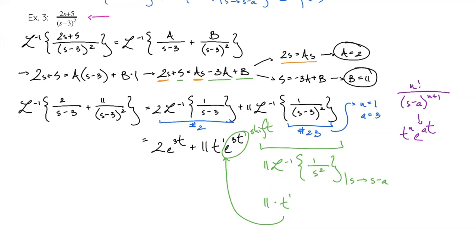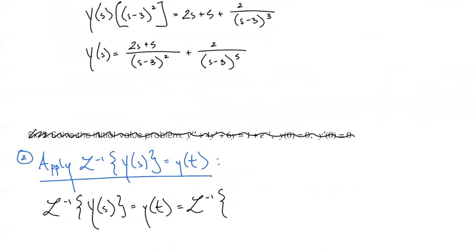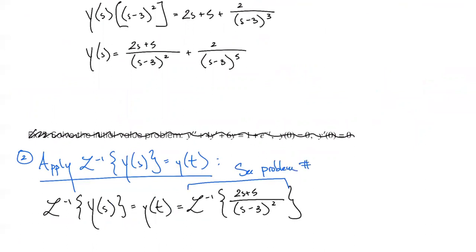Okay, so I'm going to just grab this answer right here, the 2e to the 3t plus 11te to the 3t. That's going to be the inverse Laplace of the first term that we have. And we'll leave ourselves a little note so we aren't thinking, where did this magical answer come from? And we'll say C, problem number 3.